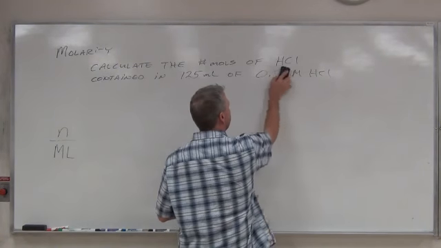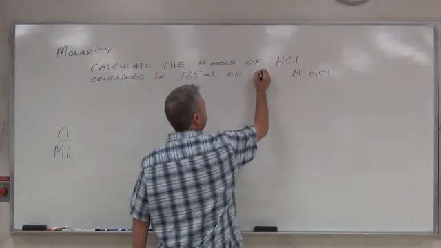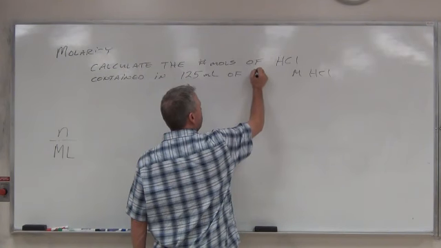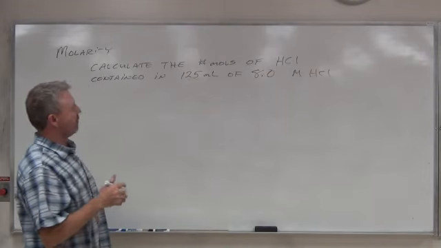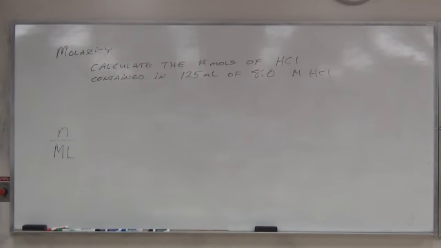Let's change this. One is too small of a number. Let's do 8. Calculate the number of moles of HCl contained in 125 mL of 8 molar HCl.